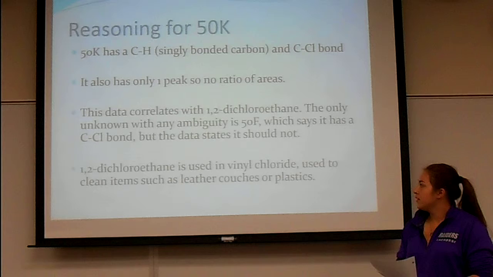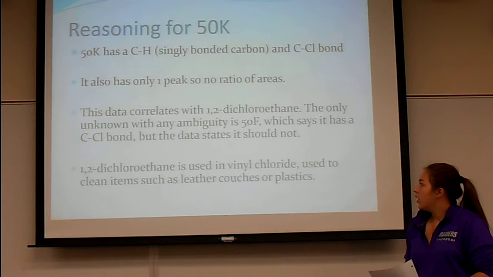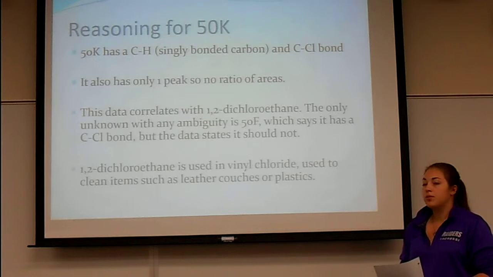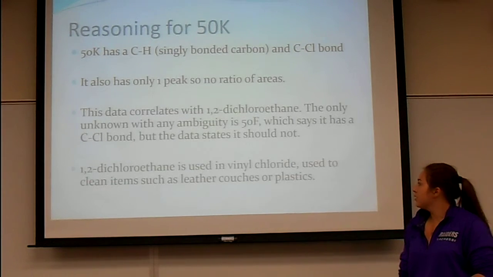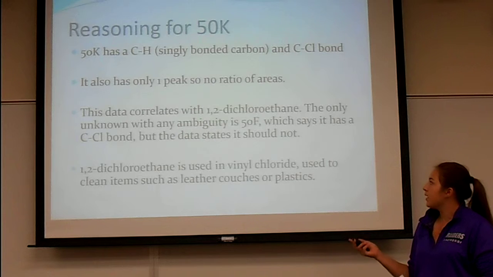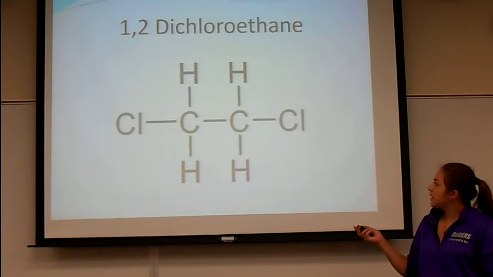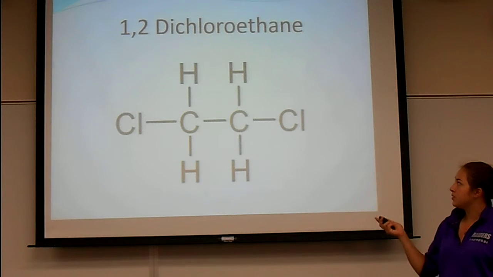And then 50K. It had a CH singly bonded carbon and a CCl bond. Through looking at that and the 1 peak with no ratio, we found that it was 1,2-dichloroethane. It's used in vinyl chloride, which is used in cleaning items, used to clean plastics and leather couches and things like that. Here's an example of the carbon bonded to the chlorine and the carbon bonded to the hydrogen.